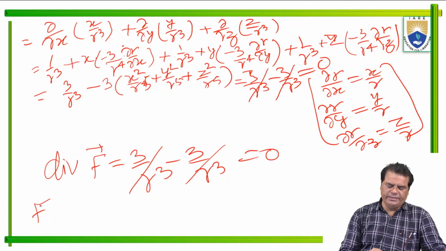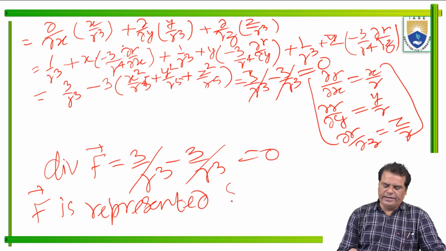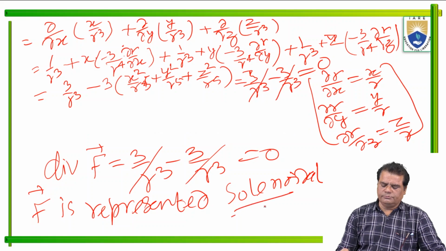So vector F is represented as solenoidal. Okay.